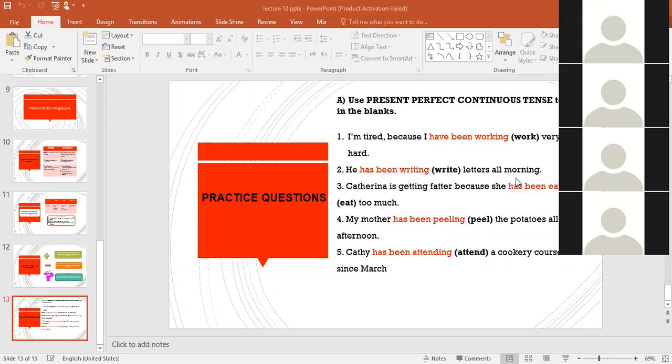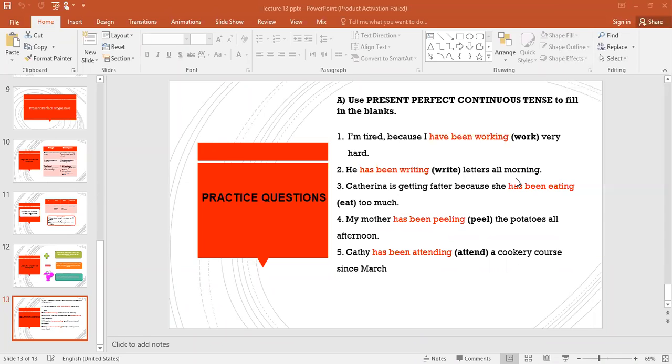Katharina is getting fatter because she has been eating too much. Number 4. My mother has been peeling the potatoes all afternoon. Very good. Number 5. Kathy has been attending a cookery course since March. See, so we are always connecting the verb or relating the verb to a time expression. Since March, all afternoon, all morning, for 20 years, and so on. So the present perfect progressive is always connected or bounded to time. Okay? Any question?